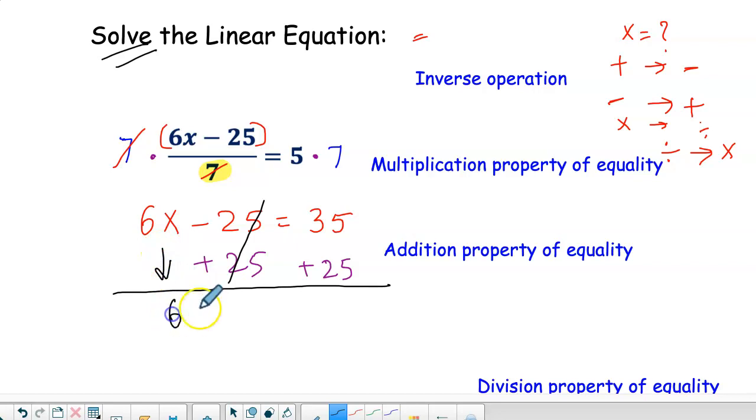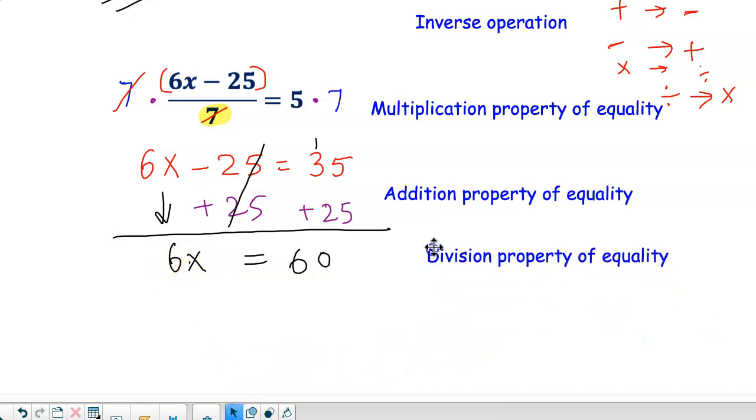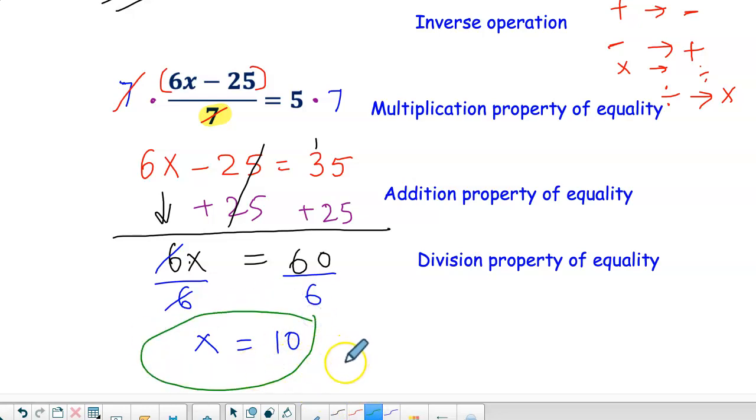Now bring down 6x, this is gone, is equal to 35 plus 25. 0 carries 1, that is 4 plus 2, 6. So 6x is equal to 60. Now 6x means it is 6 times x, right? It is multiplied. So the opposite operation of multiplication is a division. So let's divide both the sides by 6 now. And 6 and 6 got cancelled. You are left with only x here. x is equal to 60 divided by 6. That is 10. Right? That is your solution. The value of x is equal to 10.